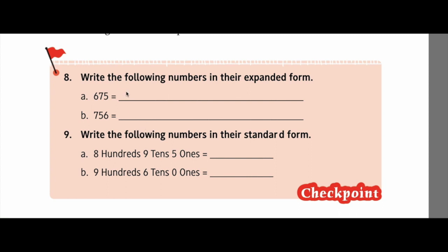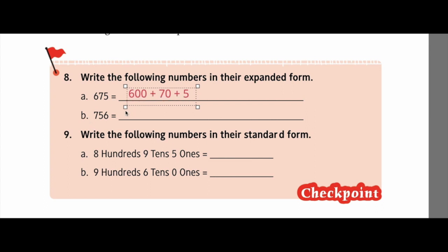Write the following numbers in the expanded form. They have given you the numbers and you have to write the numbers in the expanded form. So in hundreds place we have 6. So we will write it as 600 and we have to add a plus, and 7 is in tens place, so we are writing it as 70. Then we put a plus symbol. After that in ones place we have 5, so we are writing it as 5. So 600 plus 70 plus 5 gives us 675.